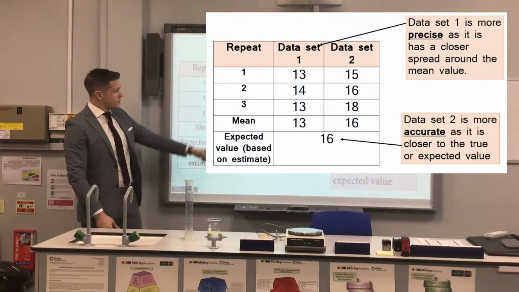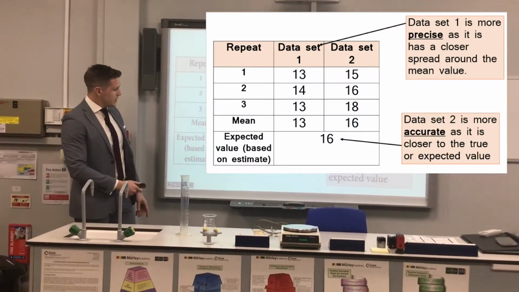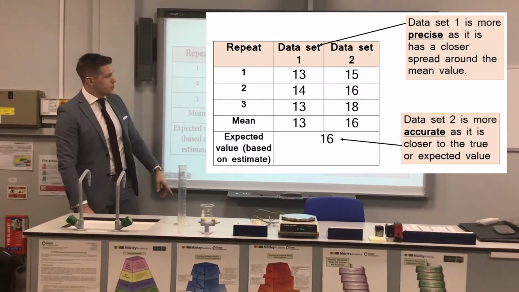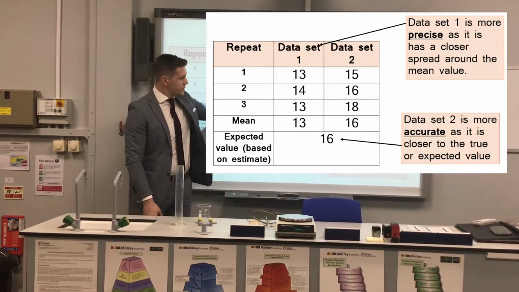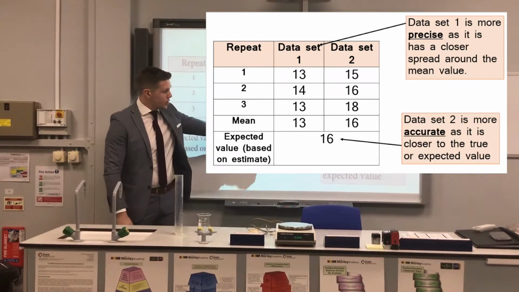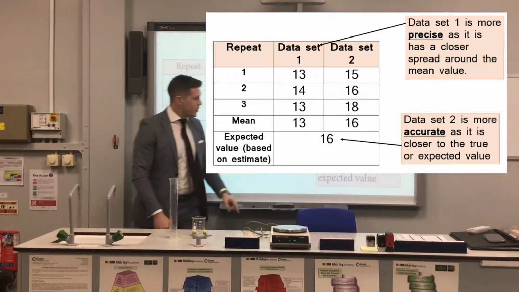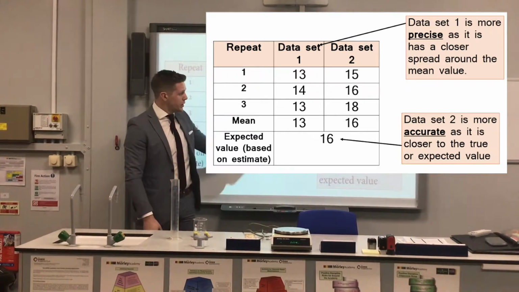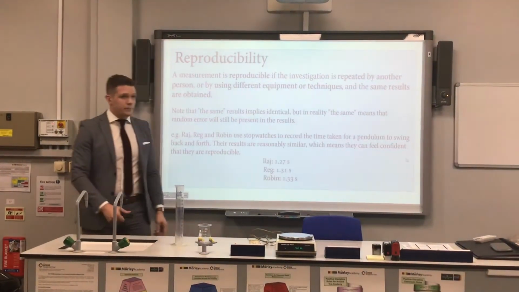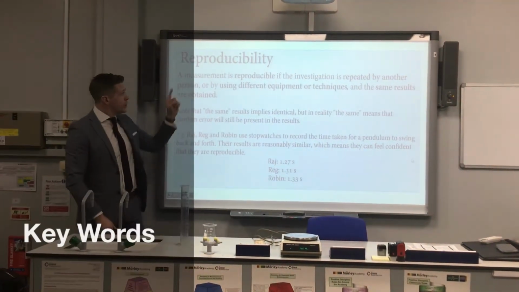So you would be given a true value in your exam and looking at comparing the data to that. So the data we've got here, you can see I've been given an expected value, a true value. So I'd be comparing which set of data is closer to that. And I can see data set 2 is much more accurate because it is much closer to that true value that you've been given.